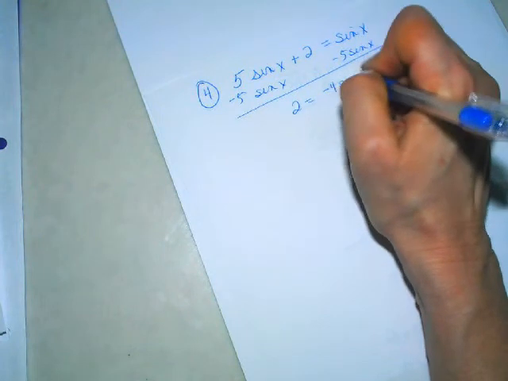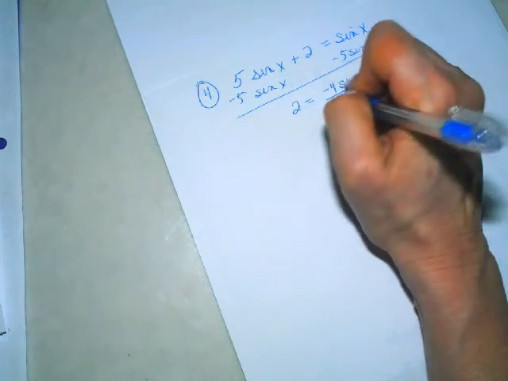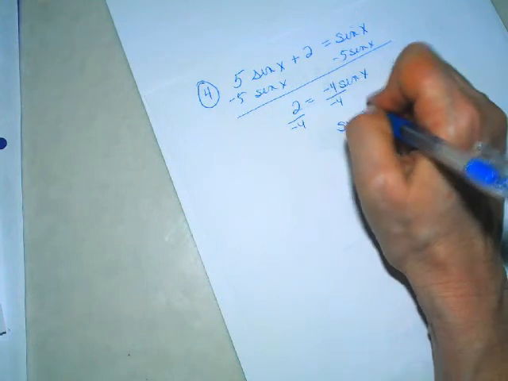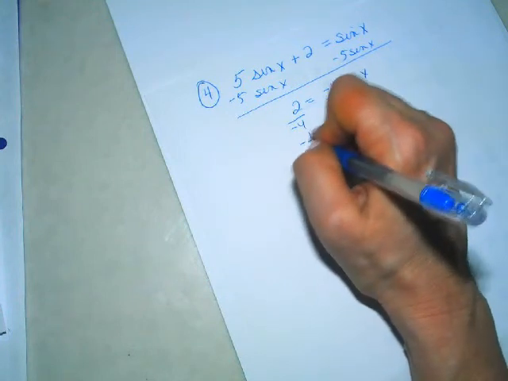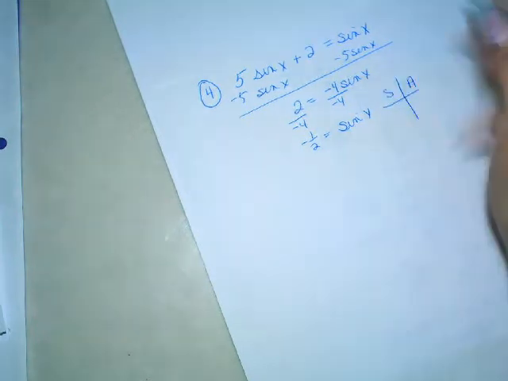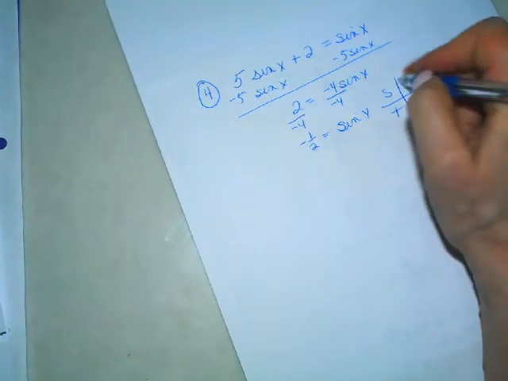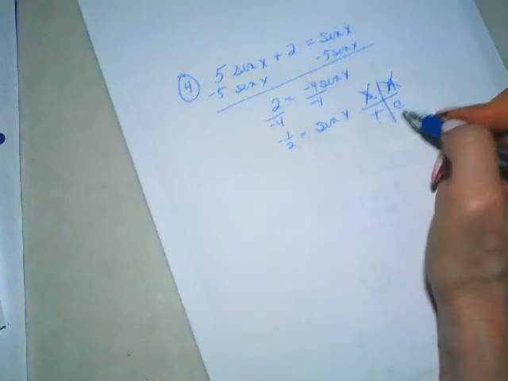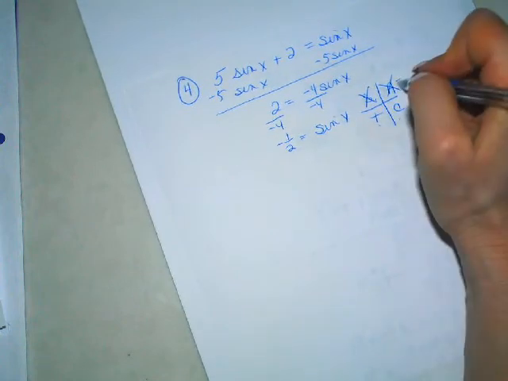2 equals negative 4 sine x, divide by negative 4, divide by negative 4. Sine x equals negative 1/2. Okay, again, we have to find out where sine is negative. It's in quadrant 3 and quadrant 4.